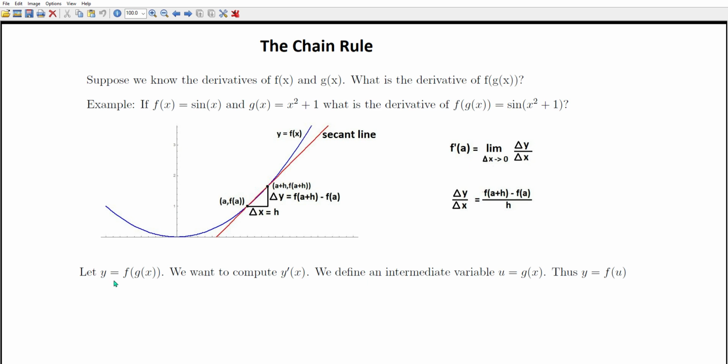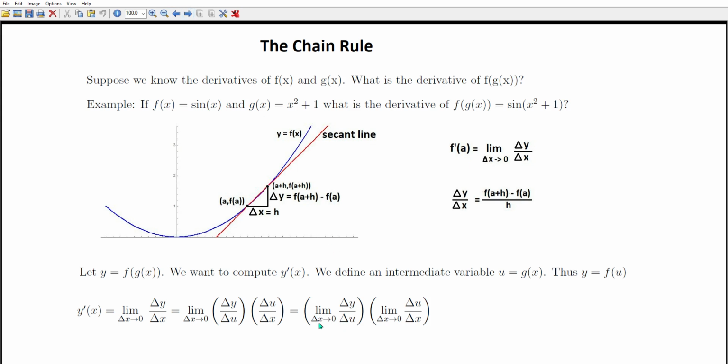So now let's take a look at our composition, and we want to compute the derivative y prime with respect to x. We define an intermediate variable u equals g of x. And so u is actually the value of the inside function, and we're going to write this now as y equals f of u. So the derivative of y with respect to x is this limit that we just talked about up here. And what we're going to do is split this delta y over delta x into delta y over delta u times delta u over delta x. And obviously, the delta u's are going to cancel here, and you do get delta y over delta x.